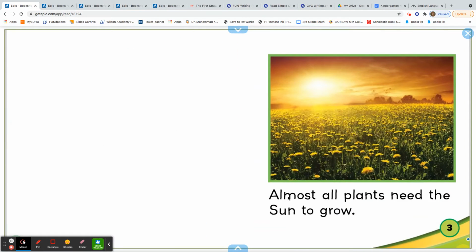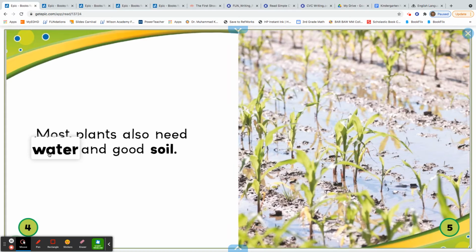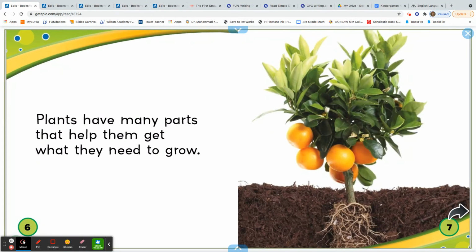Let's go back and look. Did you see that it says plants need the sun? And then they even bold printed water and soil. Sometimes informational books put bold print so that we better understand new words and the story. Plants have many parts that help them get what they need to grow.